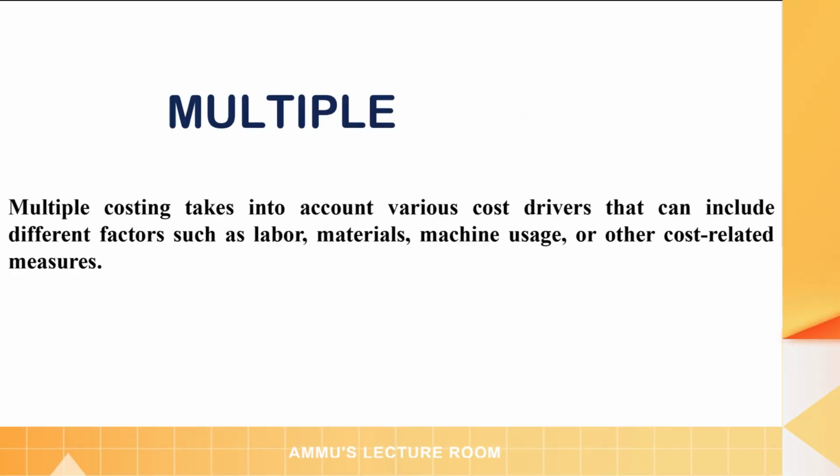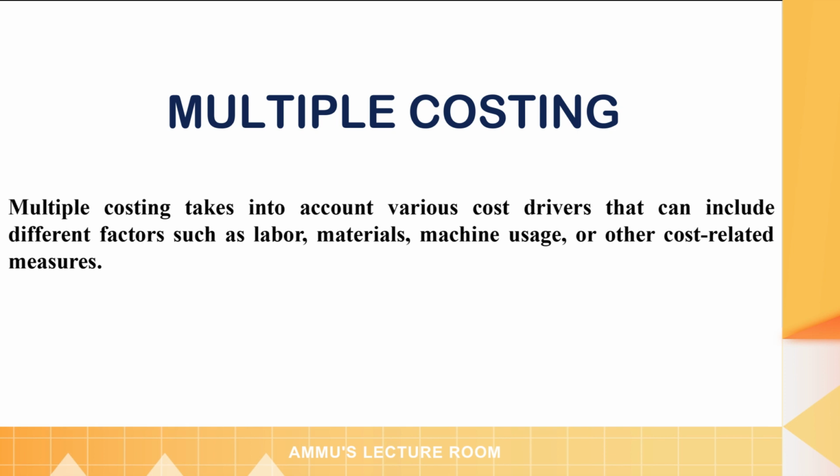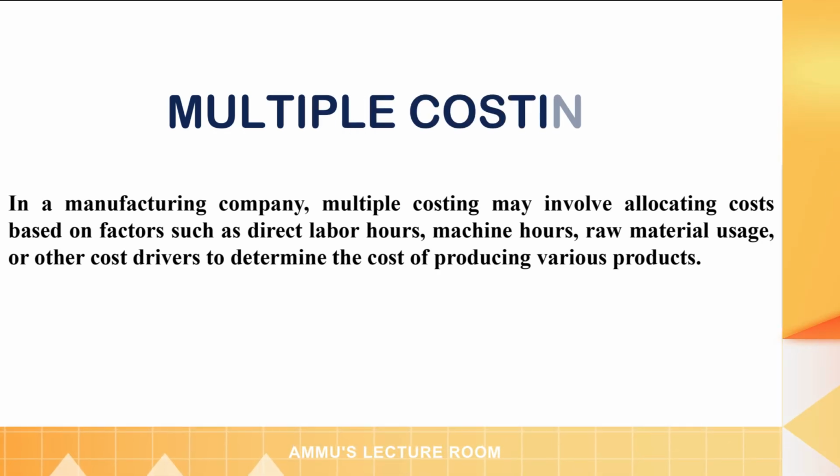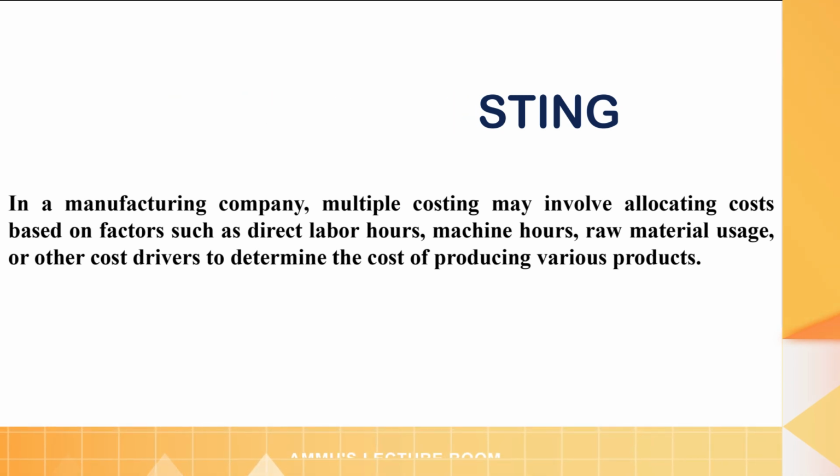This multiple costing takes into account various cost drivers that can include different factors such as labor, material, machine usage, or other cost related measures. In a manufacturing company, multiple costing may involve allocating cost based on factors such as direct labor hour, machine hour, raw material usage, or other cost drivers to determine the cost of producing various products.